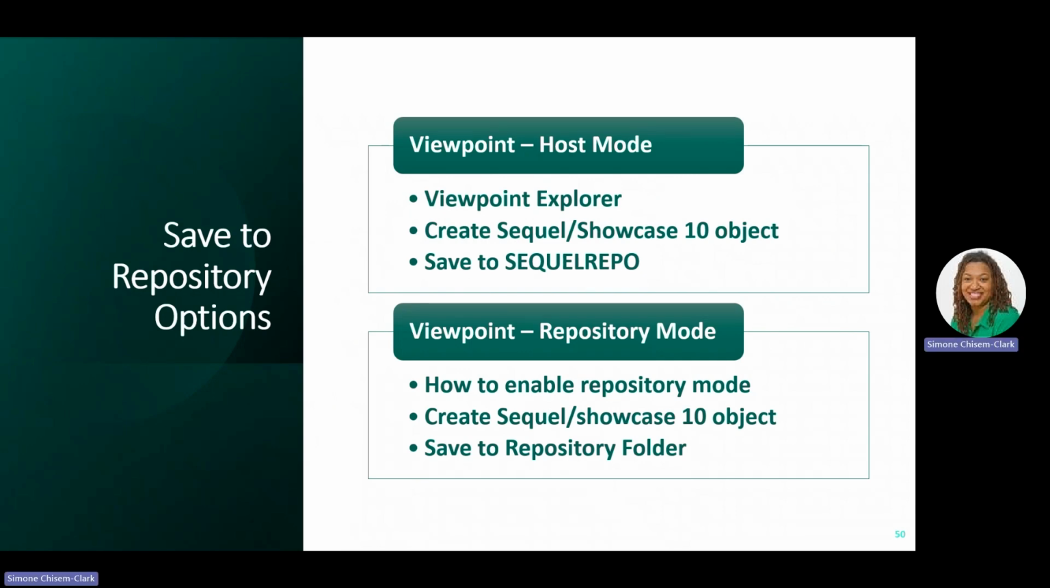When saving your object to the repository, you have two options. From host mode, using the Viewpoint Explorer, you can create a SQL or Showcase 10 object and save to the repository with the default library of SQL repo. From Viewpoint repository mode, which must be enabled first, you will also create your object and save to a folder on the repository.